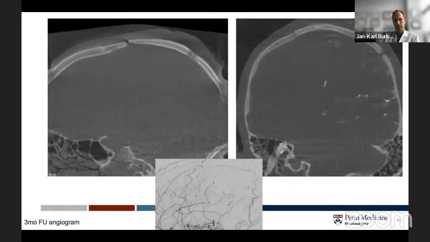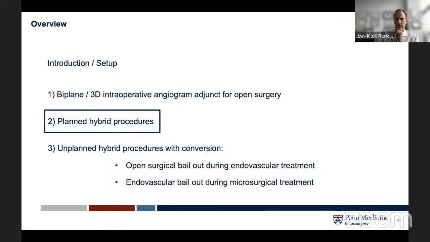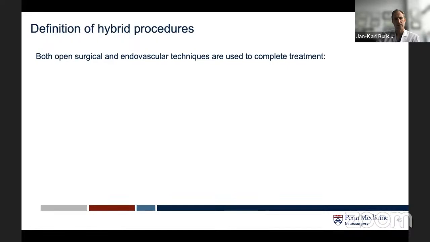So I think that's a really good case also to highlight what you can do with integration of imaging for your surgery. If you talk about hybrid procedures now, the second part of the presentation, what is actually the definition? I think about the definition that it's a case where you really incorporate both open surgical and endovascular techniques in the same procedure to really complete the treatment.